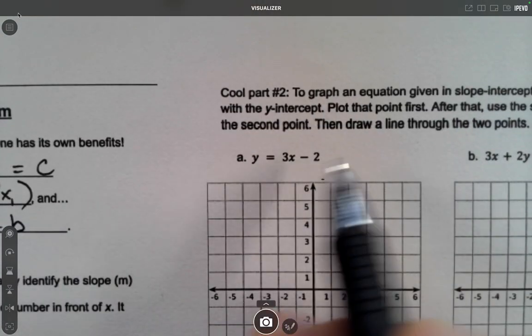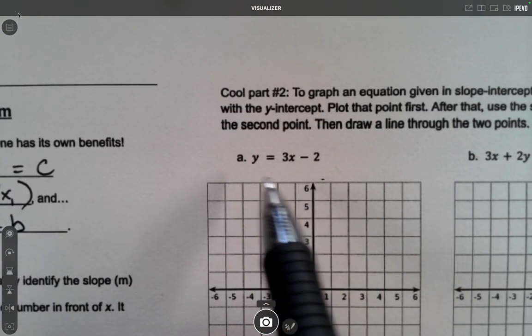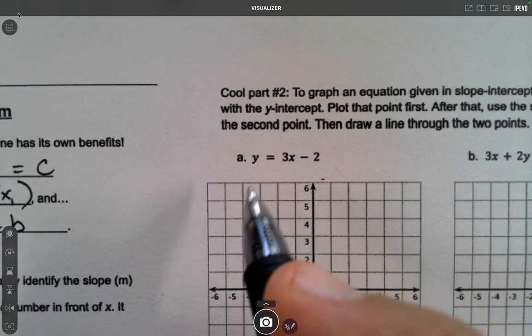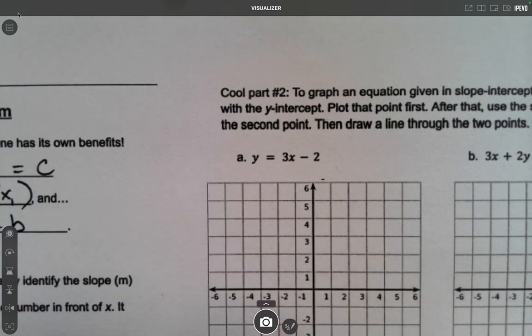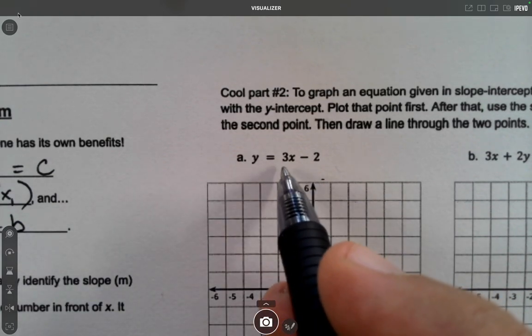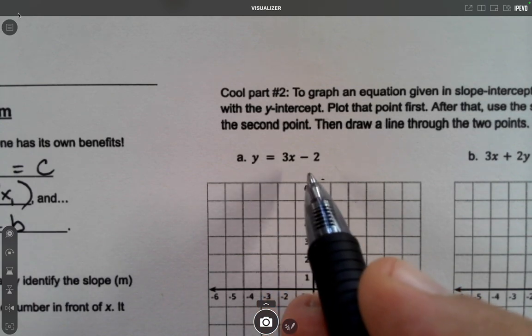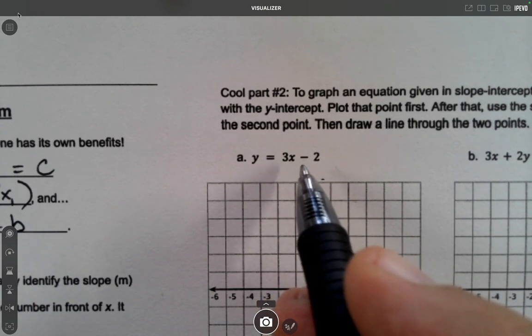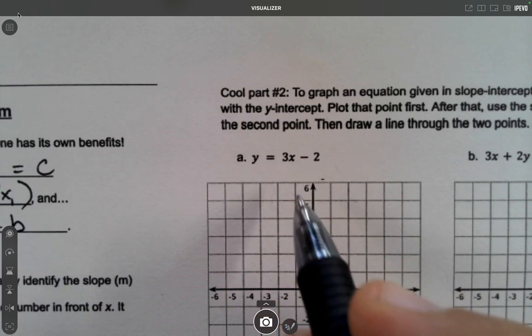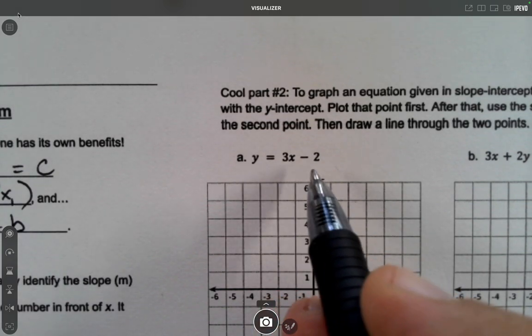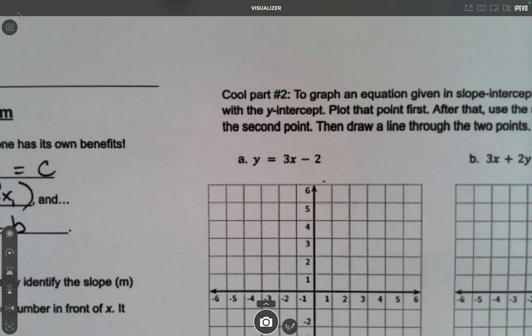So just to let you see an example, we're not going to work this problem at the moment, just wanted you to see this is an equation in slope-intercept form. So just by looking at this, I know right away the slope is 3. And the y-intercept is -2. So if there's a minus sign, you treat that as a negative. So the slope is 3, and the y-intercept is -2.